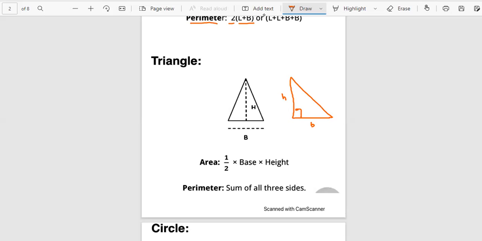But what if you have some other shape of the triangle? Let's say we have this shape, and this is not a right angle triangle. Yeah, it looks like a right angle triangle, but what if it's not a right angle triangle? So I'll make it look like that one.